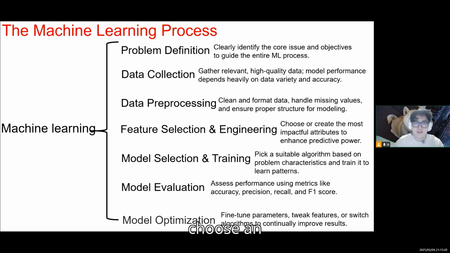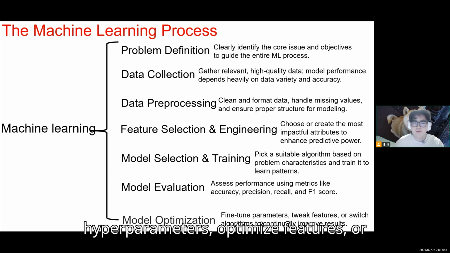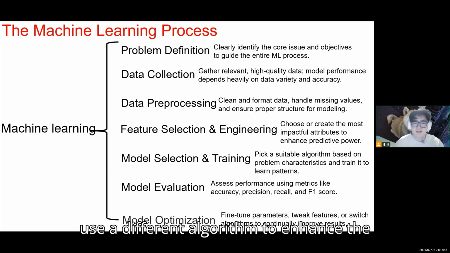Then model selection: choose an appropriate algorithm based on the problem type and train the model. The model evaluation uses metrics such as accuracy, precision, and recall to measure the performance. Then the last one is optimization. Adjust the hyperparameters, optimize features, or use a different algorithm to enhance the performance.